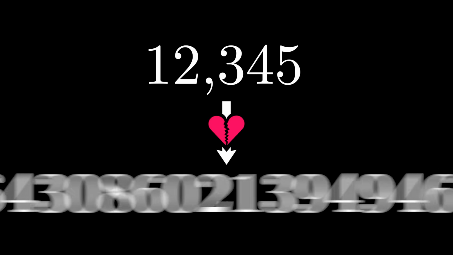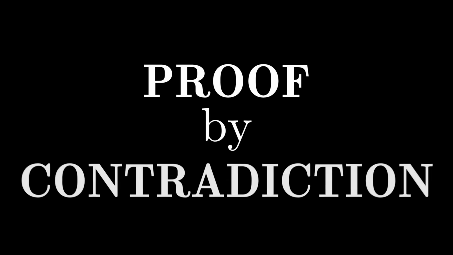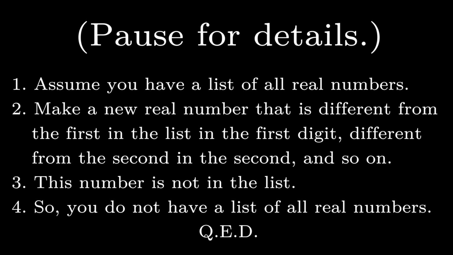To make a more formal argument, we can construct a proof by contradiction, where we prove that the concept of a complete list of all real numbers contradicts itself. This proof is called Cantor's diagonalization argument, and its generalized version will be helpful to us later.